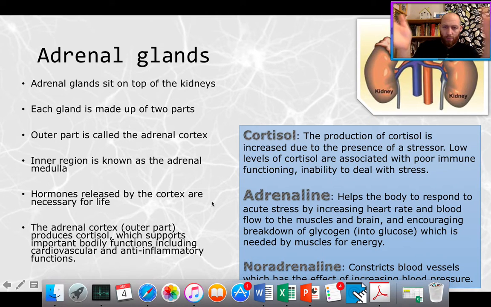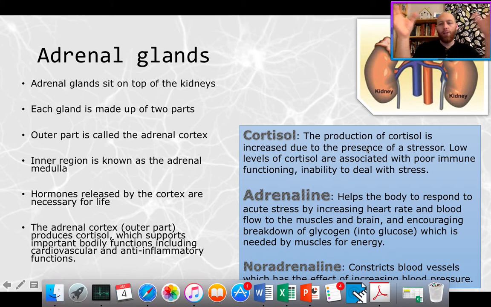Cortisol is a really important hormone. This supports important bodily functions such as anti-inflammatory effects and cardiovascular functioning. Cortisol production is increased due to the presence of a stressor, so levels go up. Low levels of cortisol are associated with poor immune system functioning, inability to deal with stress. So this is going to be one we come back to in a moment.